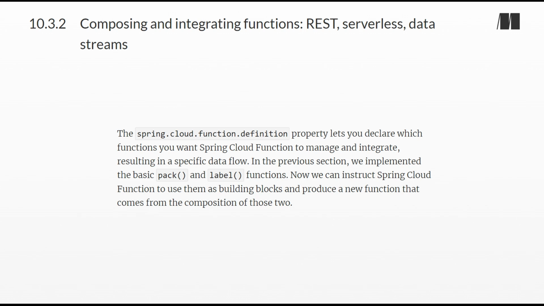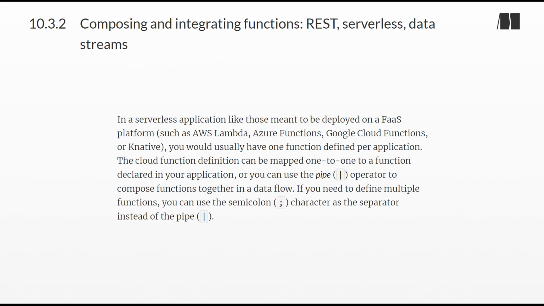Now we can instruct Spring Cloud Function to use them as building blocks and produce a new function that comes from the composition of those two. In a serverless application, like those meant to be deployed on a FaaS platform such as AWS Lambda, Azure Functions, Google Cloud Functions, or Knative, you would usually have one function defined per application.